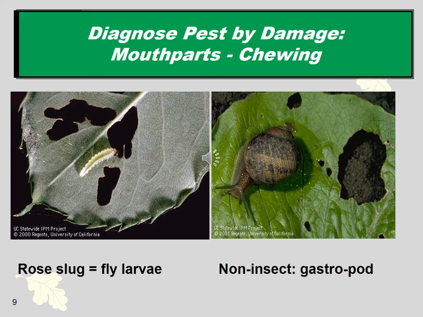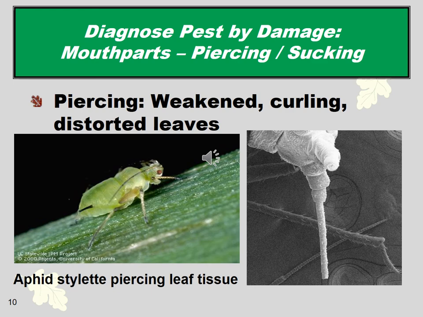Also a non-insect pest, but we kind of throw it in here too because it's a common plant pest, is the snail. And if you see holes in the middle of the leaves, that can be a good guess that it's a snail that's doing that. Moving on to piercing plant pests, things like aphids that have this mouth part that's called a stylet, like a little needle that they poke into the inside of the cells and suck out the juices, and it leaves that weakened, curling, distorted leaf shape.